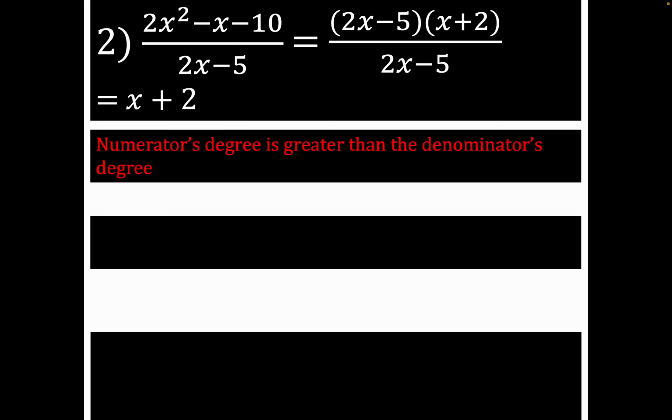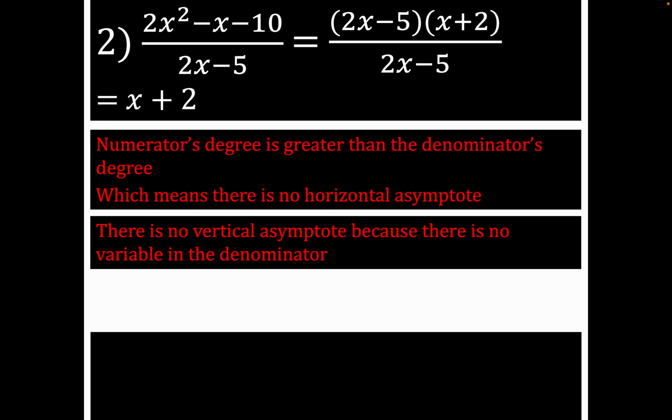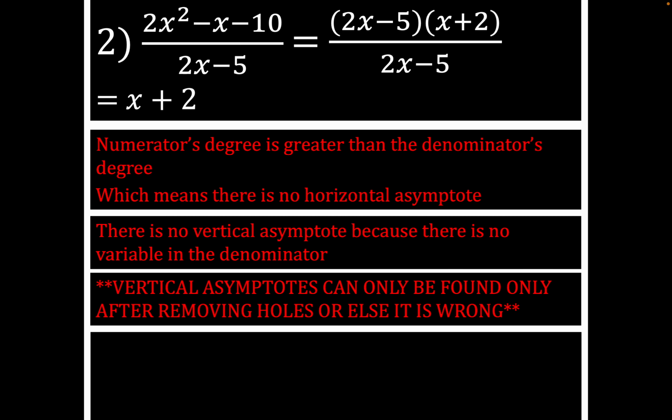Because of this, we will have no horizontal asymptote and no vertical asymptote because there's no variable in the denominator for the vertical asymptote to be found. And there's no horizontal asymptote to be found because when the numerator's degree is greater than the denominator's degree, that means there is no horizontal asymptote.